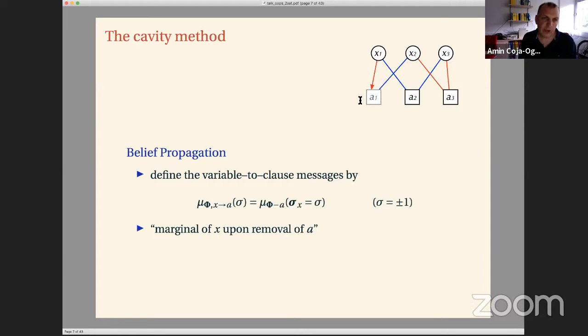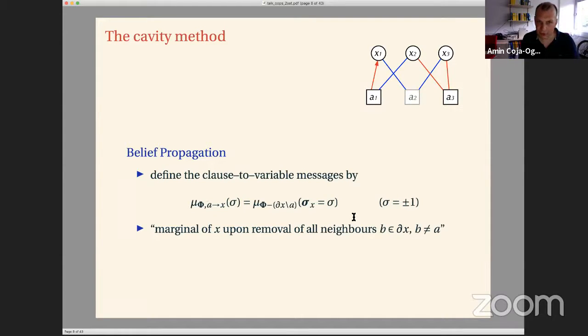What's the combinatorial meaning of the message from a variable to a clause? Well, it is the marginal of that variable in the absence of this particular clause. So what would this variable do if I were to remove this clause from the formula? The message is simply the probability that this variable is set to +1 or to -1 if I remove this clause from the graph. So in particular, it's a probability distribution on ±1, on the two Boolean values.